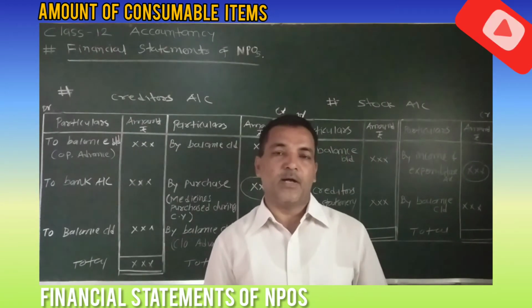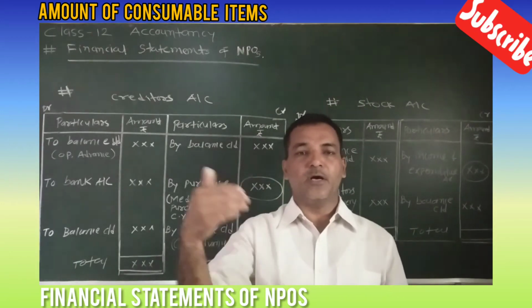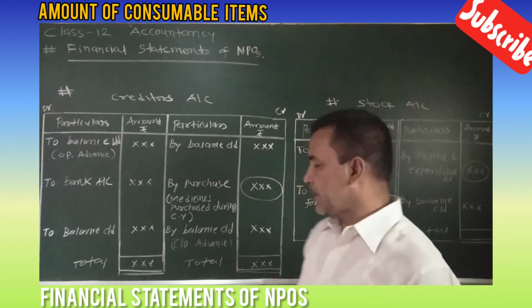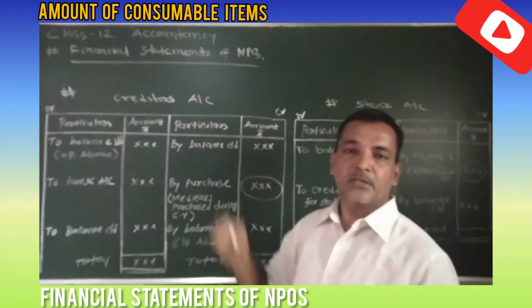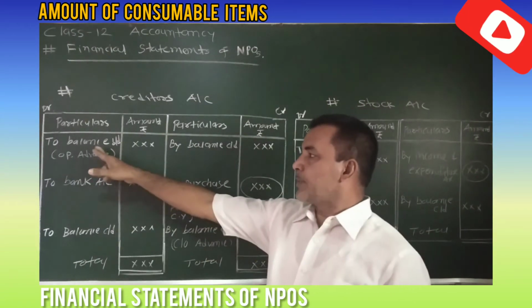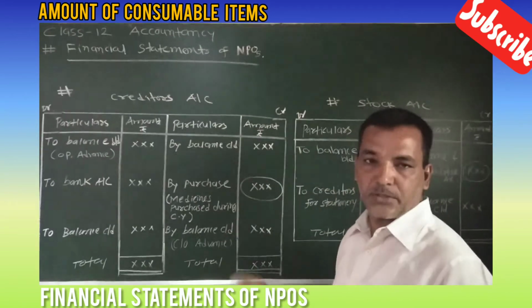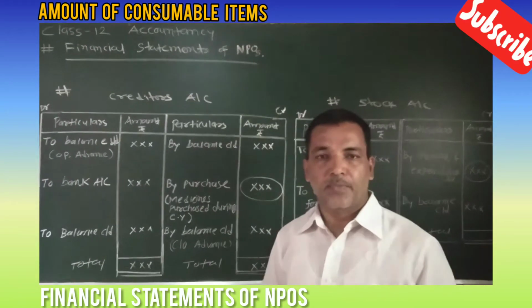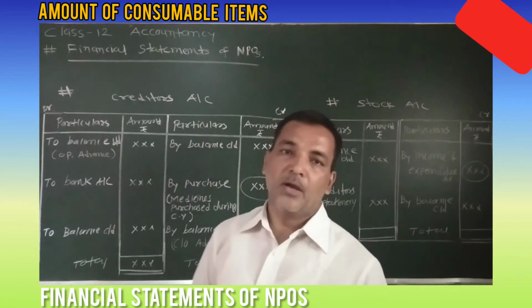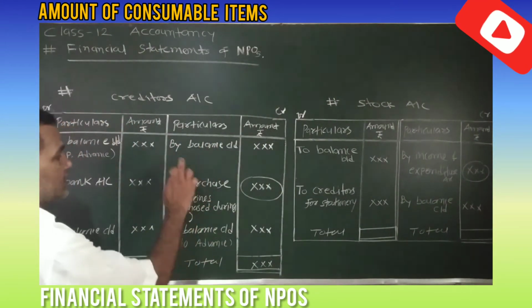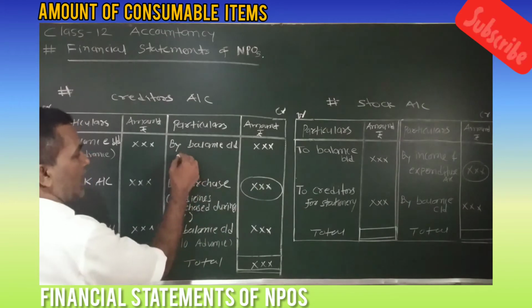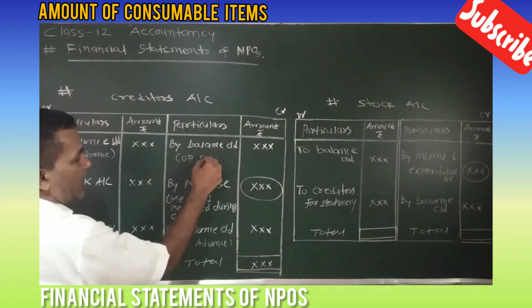That means advance paid in current year for the next year. So that will be recorded here on the credit side in the creditors account. So this is opening advance, this is closing advance. Thereafter, creditors. Opening creditors you will write on the credit side by this way, by balance brought down, and this is opening creditors.